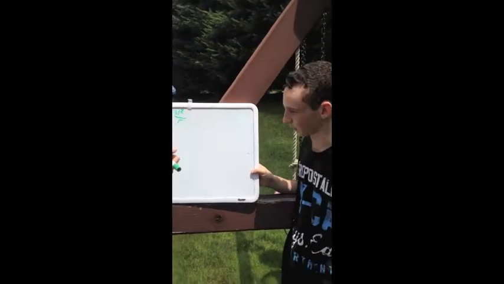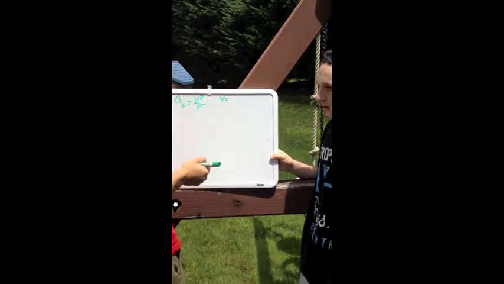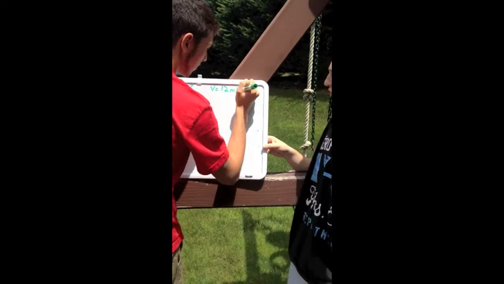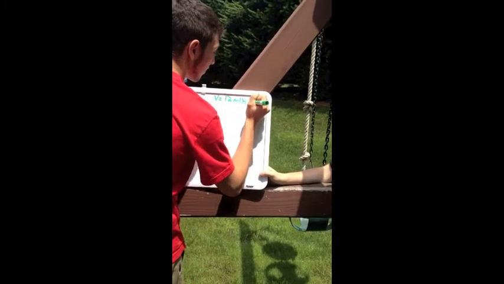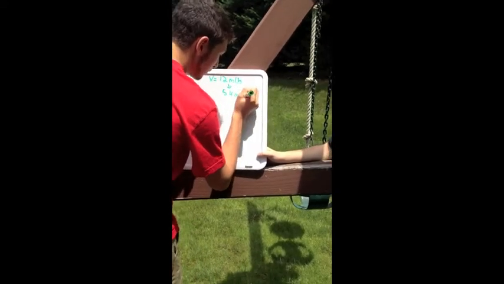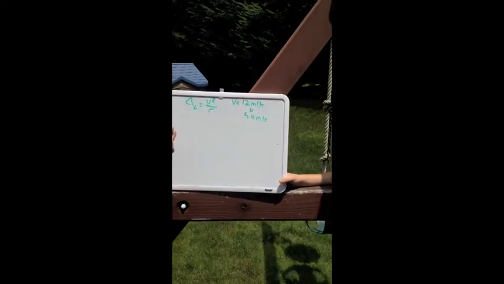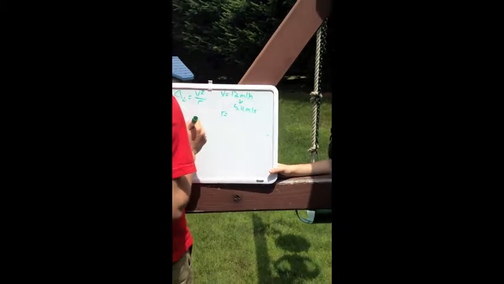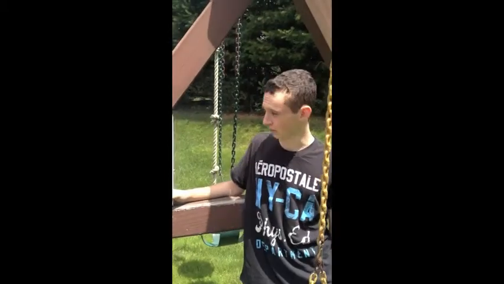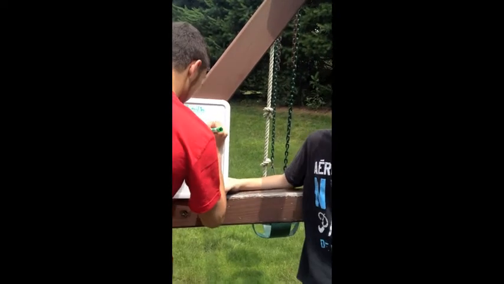So now let's fill in the givens. Our velocity is 12 miles per hour, which, if you convert to meters per second, gives you 5.4 meters per second. We got our r, the radius of the circle, is 51 feet, which, if you convert to meters, gives you about 15.5 meters.